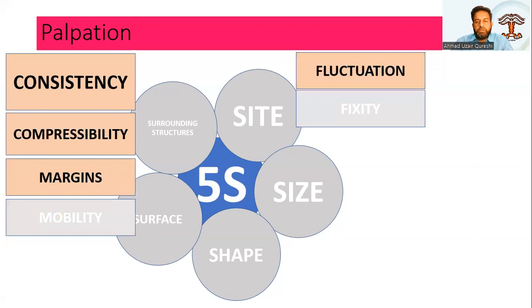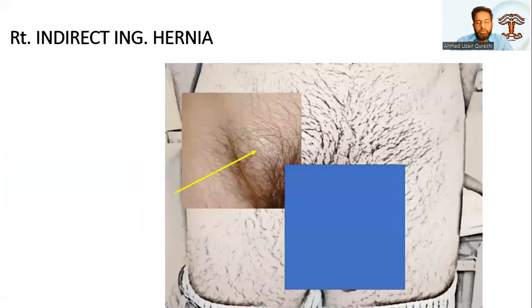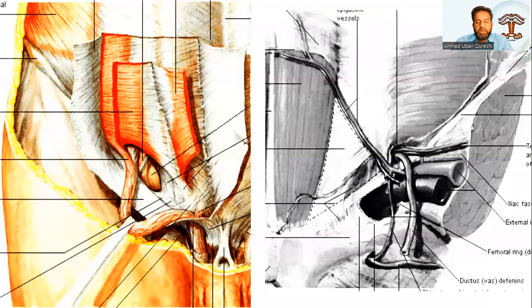Then you need to check for fluctuation, fixity, reducibility, and pulsatility. Probably fixity is not a very important feature. Now you have a right inguinal hernia. Remember, you need to do the three ring occlusion test or a deep ring occlusion test. In our practical video, we will show you exactly where these points are. So we need to occlude all three.